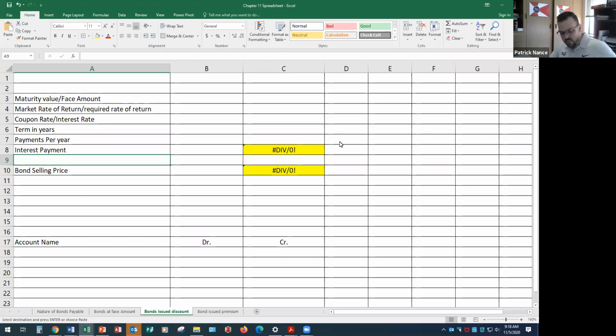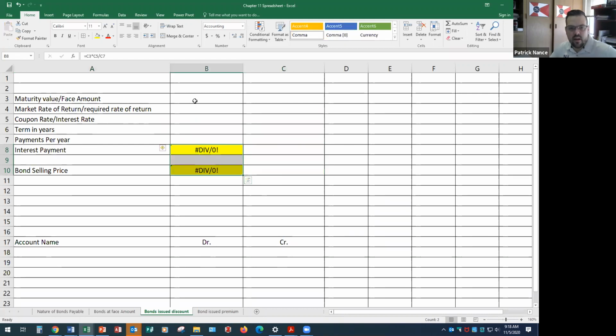Okay, so now in Chapter 11, we're going to talk about bonds issued at a discount and how we record those. Bonds issued at a discount. So realize that when we issue a bond at a discount, that means I'm not going to receive the full amount of the face value. So I'm not going to receive a full cash for that. I'm going to receive less than that. And then we're going to have a discount that we have to record specifically.